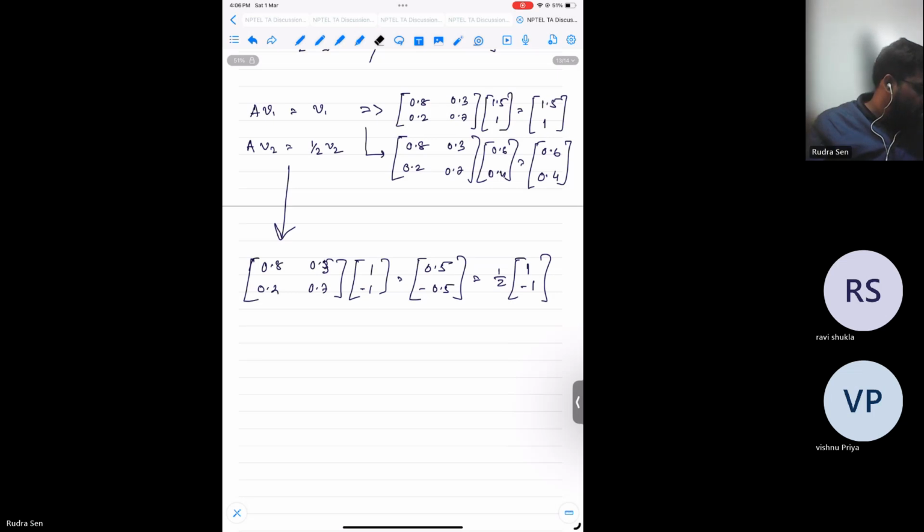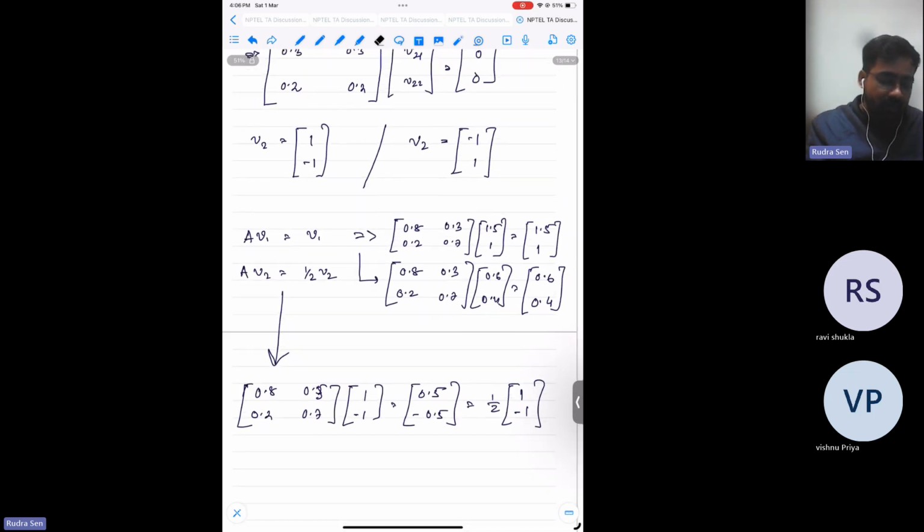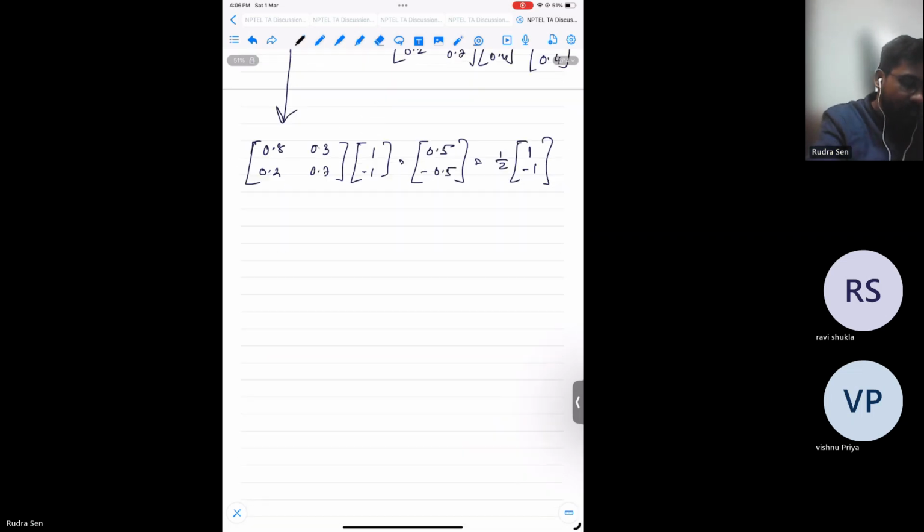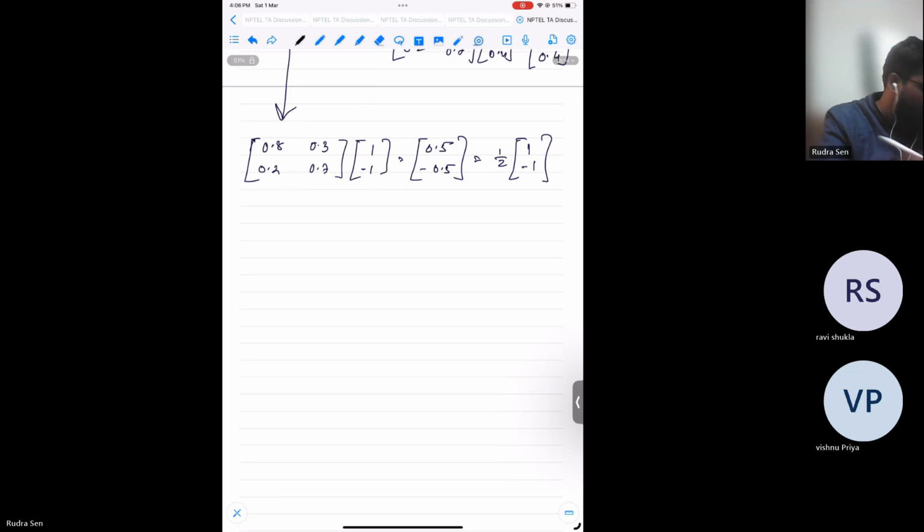Now, I hope there is no necessity to do this whole eigenvalues and eigenvectors exercise for 3 cross 3 matrices. Okay. So now let's move to diagonalizing.